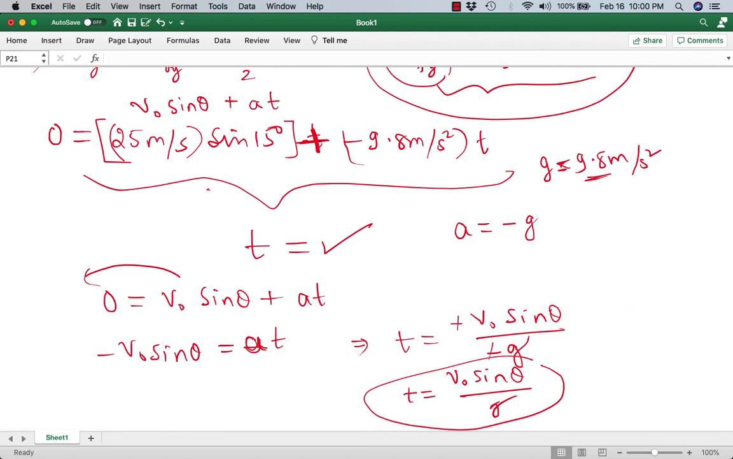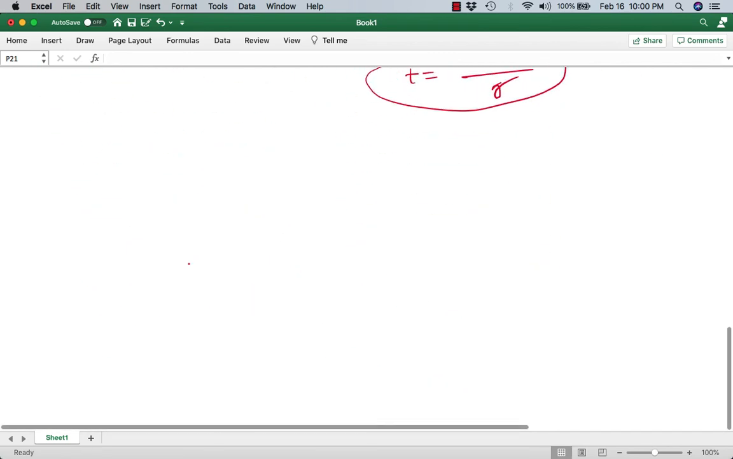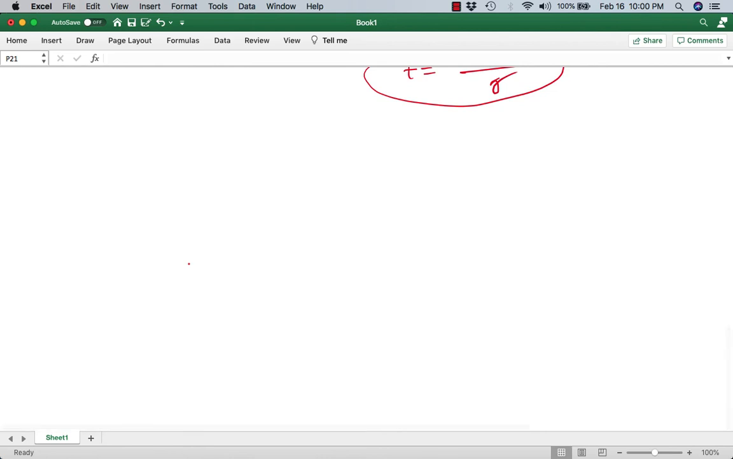And then part E is asking: calculate the horizontal distance x max in meters that the ball has traveled when it returns to the ground. So we want to find the range. That's what we want to find, x max, or you can say R also.